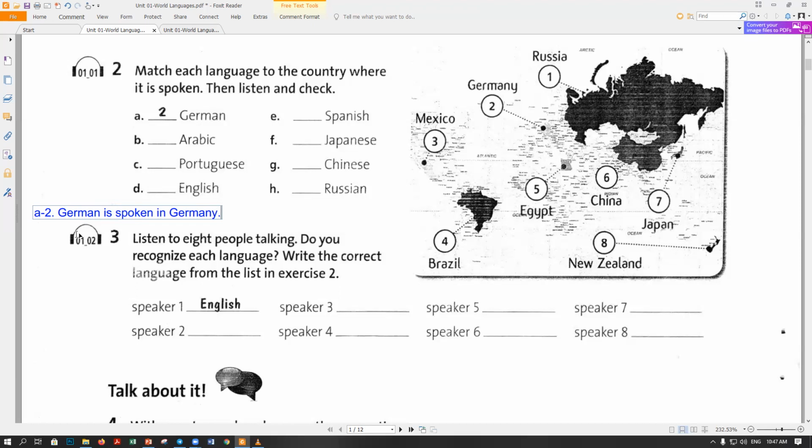How about letter B? What with number? So put the number and then make a sentence like this. When you meet me in the conference, please show me that. Okay? So again, I explain to you in Khmer.